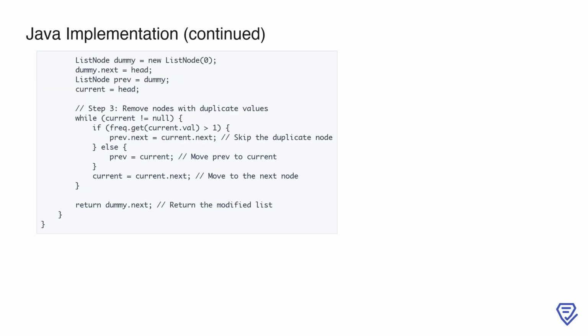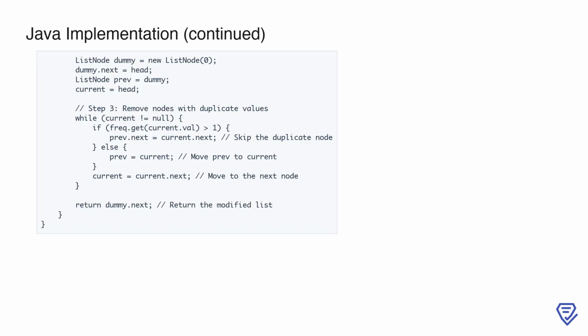After building the frequency map, we simplify our operations by using a dummy node. This dummy node acts as a placeholder before the head of the list, making it easier to handle edge cases like removing the head node. The dummy node's next pointer is set to the head of the original list.